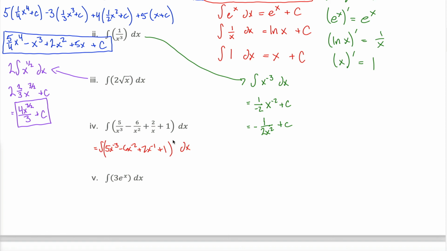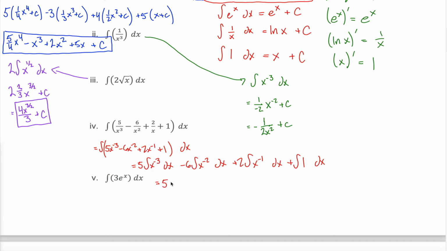And then maybe you can break this up into a bunch of different antiderivatives and pull the coefficients out in front to get 5 times the antiderivative of x to the -3rd power minus 6 times the antiderivative of x to the -2 power plus 2 times the antiderivative of x to the -1 power plus the antiderivative of 1. Instead of one big antiderivative problem, I have 4 littler antiderivative problems, and I can figure out each of the individual antiderivatives.